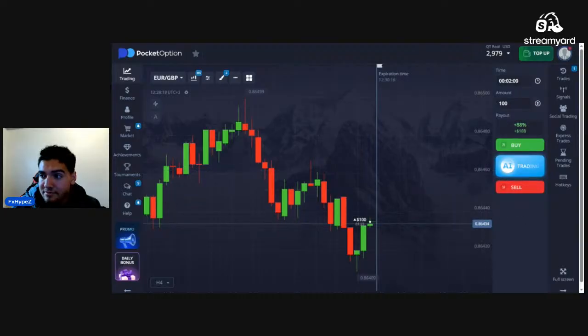But so far, we've taken a trade. This is the 4th trade of the stream, and the AI has taken a 3-minute buy position on Euro GBP. It looks like it's going to be a close call, although I must say I'm not all that convinced by what I'm seeing here.